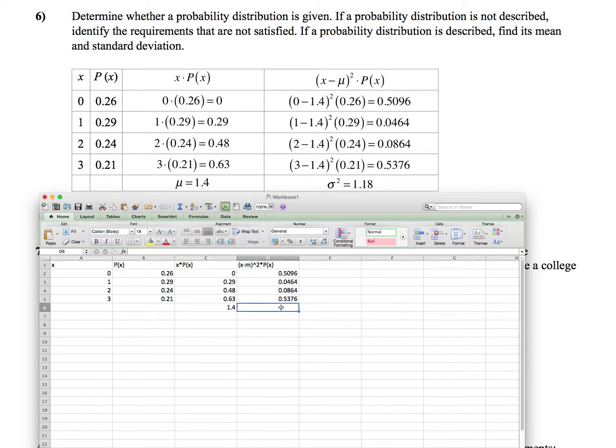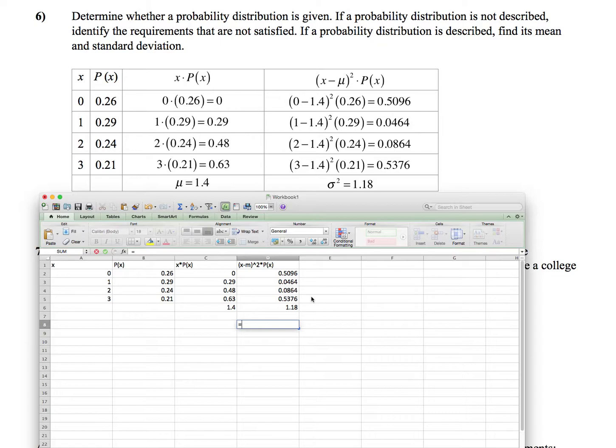And then to find the variance, we do the same thing. We type sum, it adds those 4. That is my variance. And then if you want the standard deviation using Excel, you type equal.